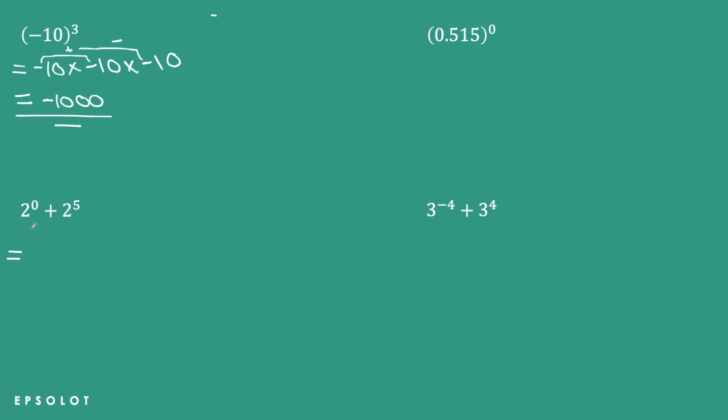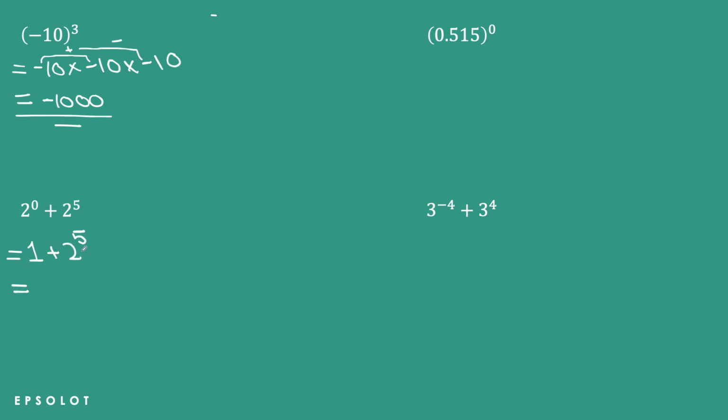Anyhow, moving forward, the next one is 2 to the power of 0 plus 2 to the power of 5. We saw in our previous video that if a base has been raised to the power of 0, then it is automatically 1. That is very important, because it's not equal to 0, it's equal to 1. That means that we can rewrite this as 1 plus 2 to the power of 5.